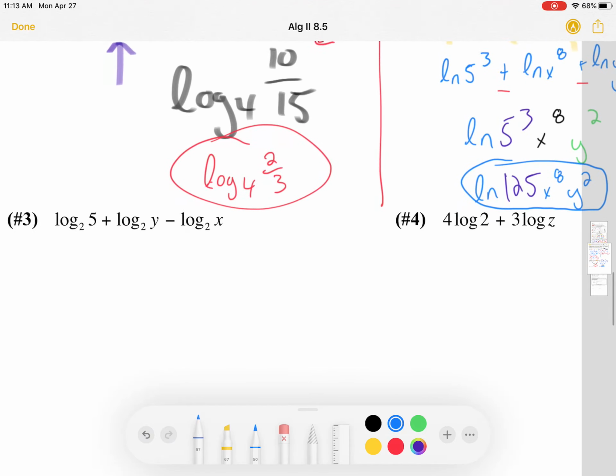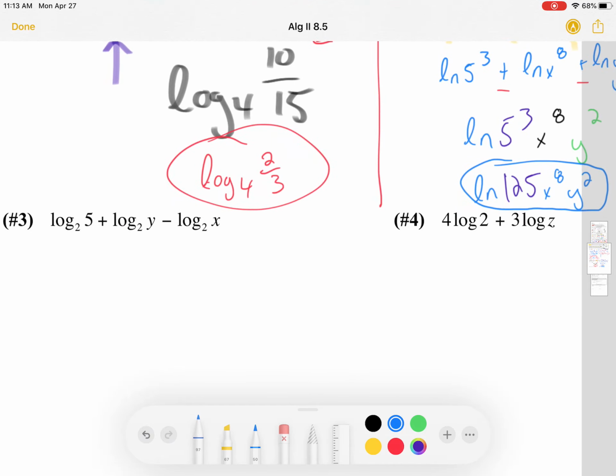Okay. If you want, you could pause the video now and try 3 and 4 on your own. I'll wait about 5 seconds so you can find your space bar to pause the video, I guess, and then I will do the problems.